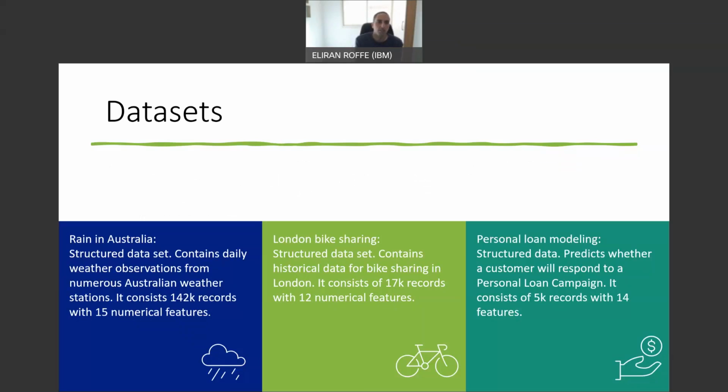We used several data sets. The first one was rain in Australia. Second one was London bike sharing, and third was a data set related to loans. All of them were structured data sets with many observations and numerical features. We didn't make any changes to them. These are the regular Kaggle datasets that you can find on the website.